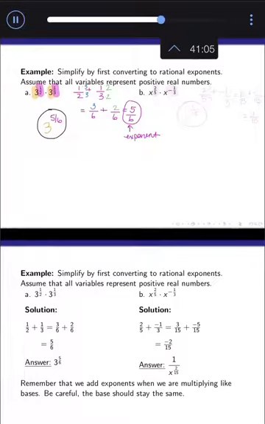Let's look at the next problem. Again, we have that we're multiplying and the bases are the same. The bases are both in x. So when I multiply, the base of x will stay the same. The question is, what's going to happen to those exponents, which is a 2/5 and a -1/3. Well, if I'm multiplying, remember that I'll add the exponent. So I'll take a 2/5 and add it to a -1/3.